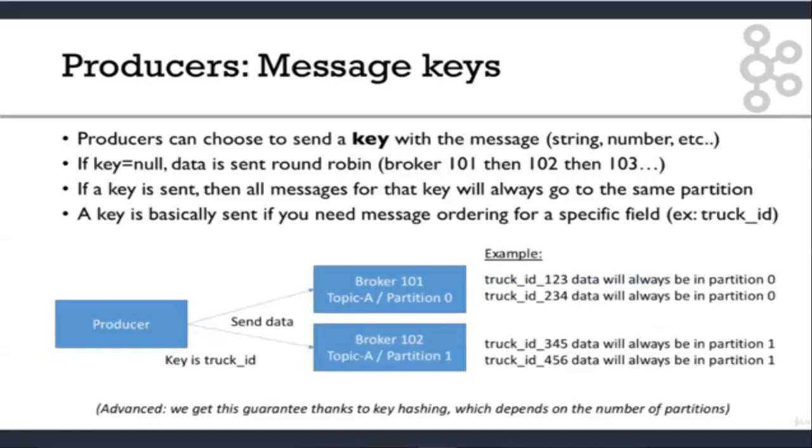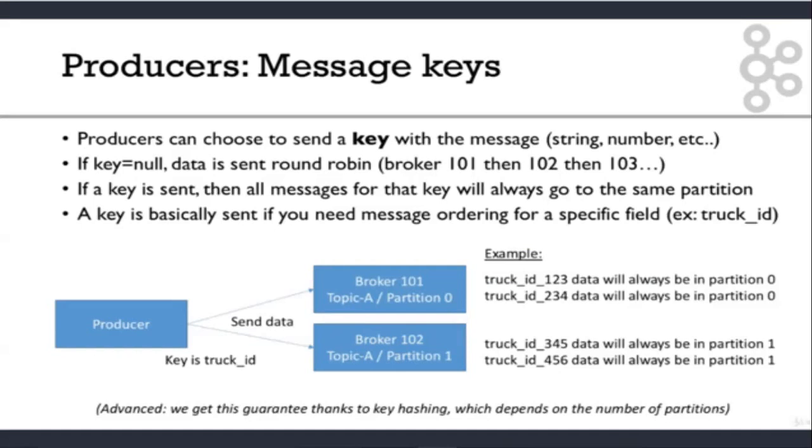Producer message keys. A producer can choose to send a key with the message. A key can be anything, like a string, number, etc. If the key is null, data is sent round robin. When the producer is sending data, it will automatically go to a broker first, second, and then third. And if we send a key while producing the message, then it will automatically go to that particular partition.